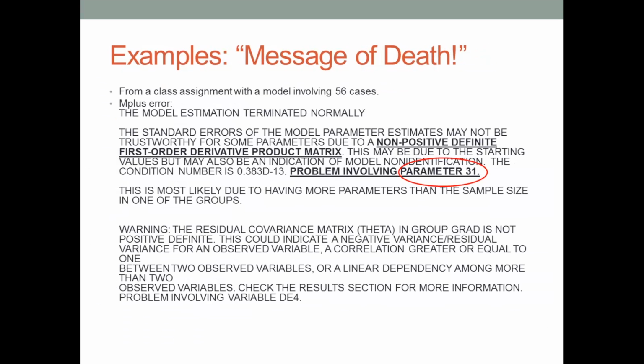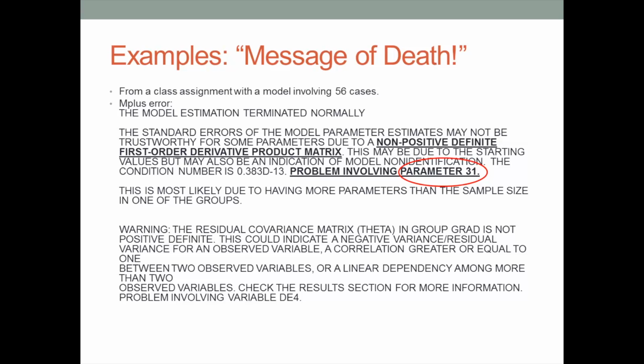So these are examples of the message of death, what it might look like. Model estimation terminated normally. This, by the way, is a model that involved 56 cases. There was a non-positive definite first-order derivative product matrix. The problem involved parameter 31. Really, this is most likely due to having more parameters than the sample size in one of the groups permits. So if you have a sample of 56 and you're doing a multiple group analysis, chances are you're going to run into not having enough sample size.